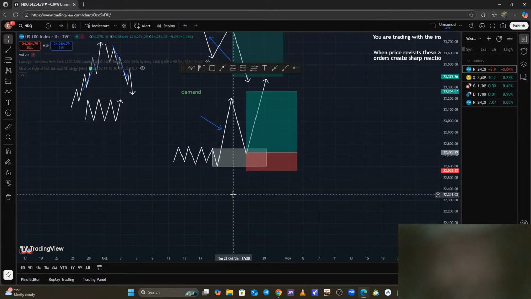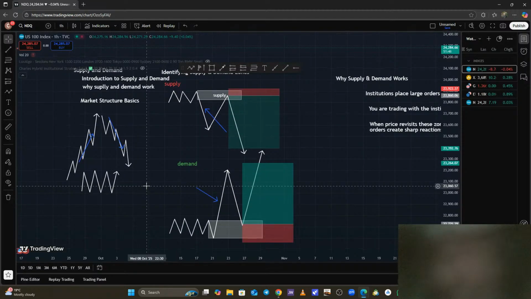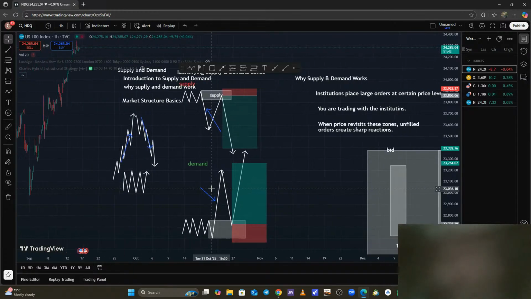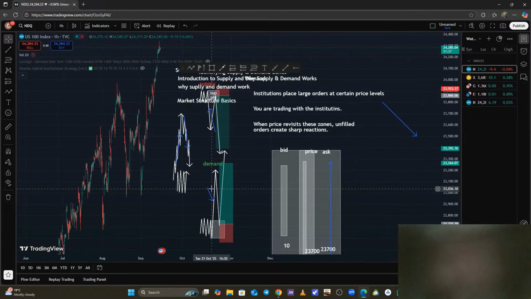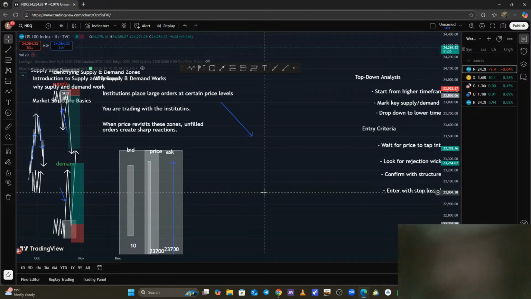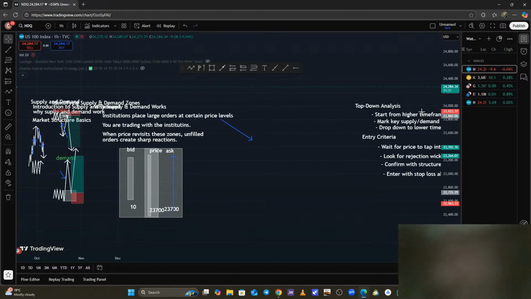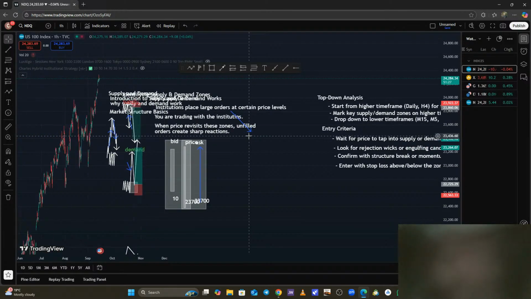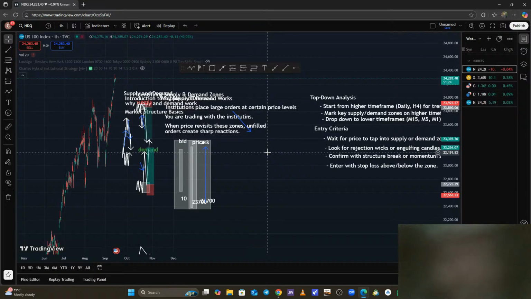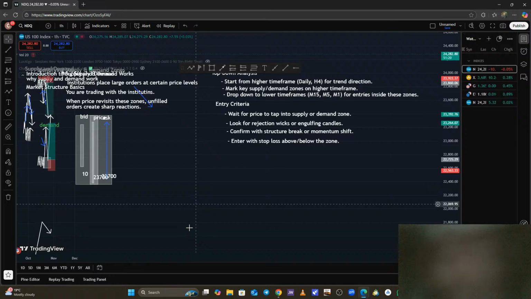So that's how to mark your supply and demand zones. It's that simple. How to mark the supply and demand zones, and stop loss, where to put your stop loss. So slightly above the supply and the demand zone. So that's the entry criteria that you need to look at when you're trading supply and demand. Those are some of the main things you need to keep note of. So enter with stop loss above or below the zone.